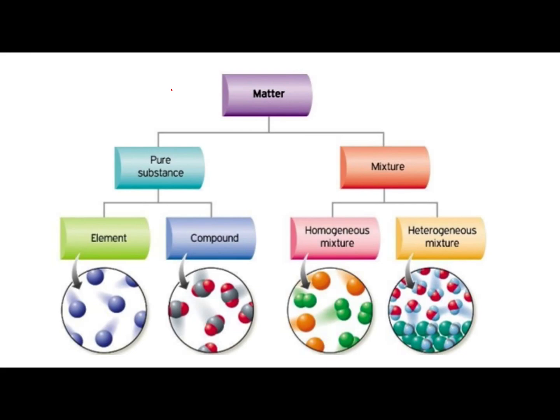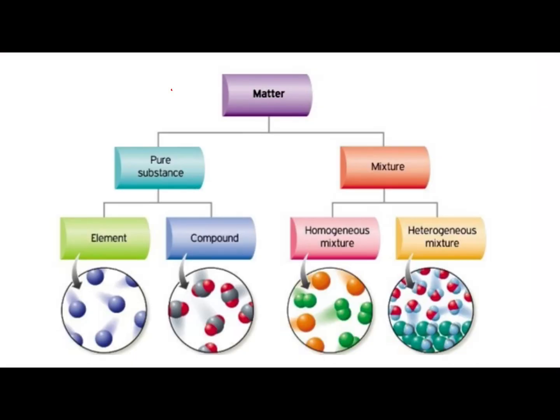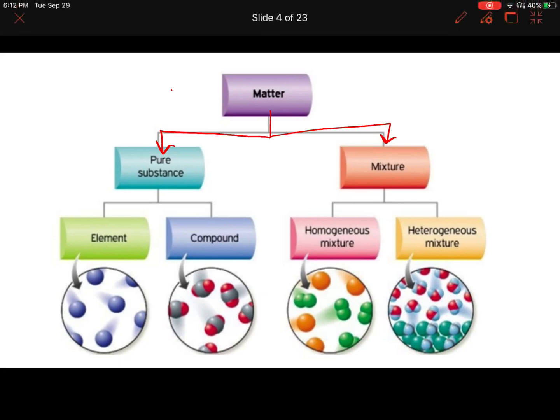So yesterday, last video, we ended with this graphic organizer, and we had said matter, if it could not be separated physically, we called that a pure substance, and if it could be separated physically, we called that a mixture. And then we went further to say if a pure substance could not be separated chemically, it was an element. But if it could be separated chemically, it was a compound.